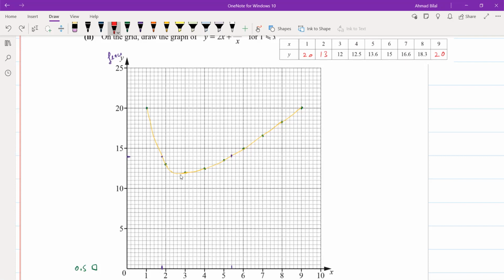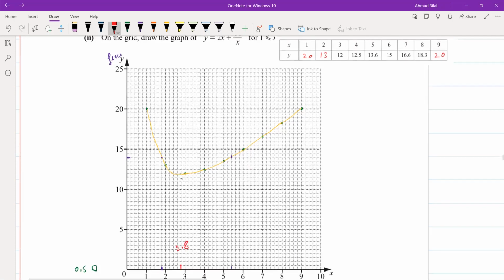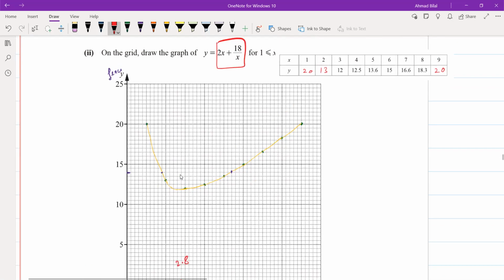Okay, enter a value here. For instance, check at 2.8. So this point here, let's see what 2.8 gives when you input it into the equation of your graph, 2x + 18/x, right? If you put 2.8 in this equation, what comes? When x is equal to 2.8, what is the value of y? So just check that from a calculator. 2 into 2.8 plus 18 divided by 2.8, and that is giving me 12.02. So that's 12.02.